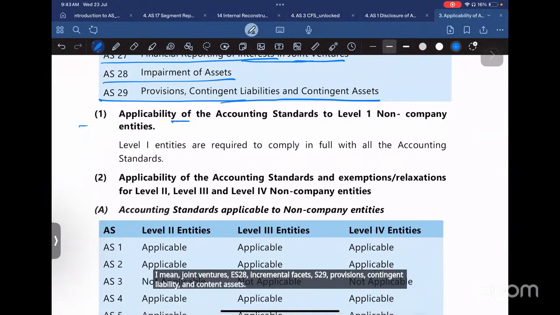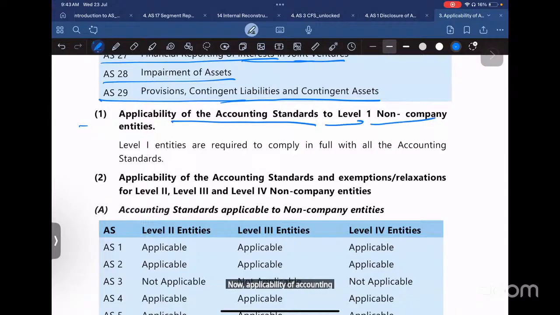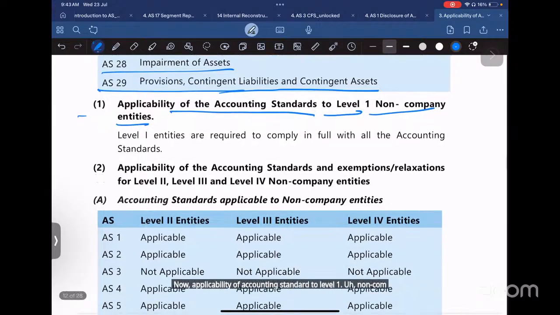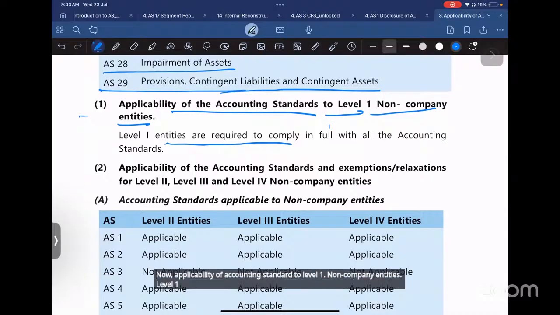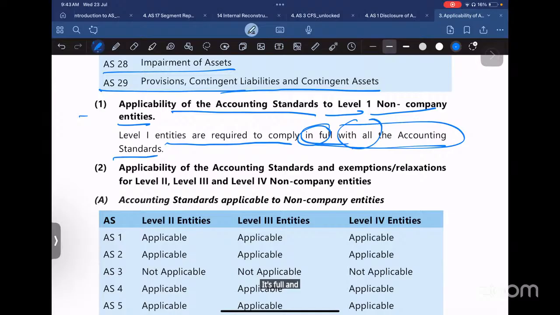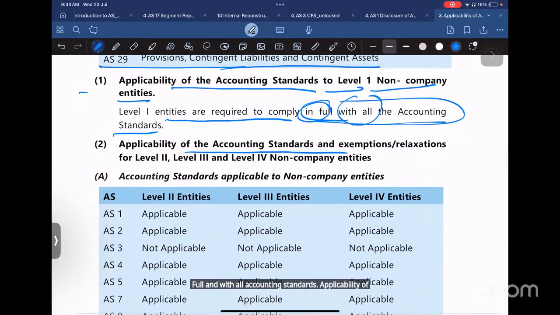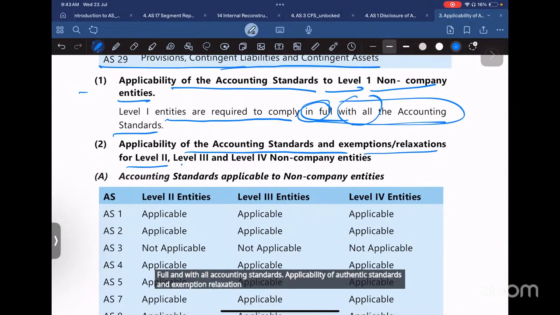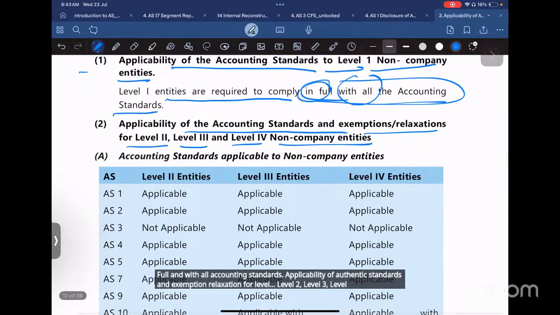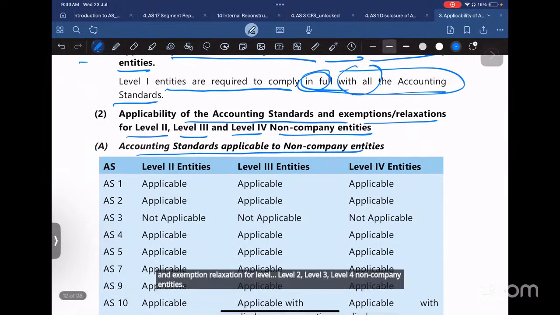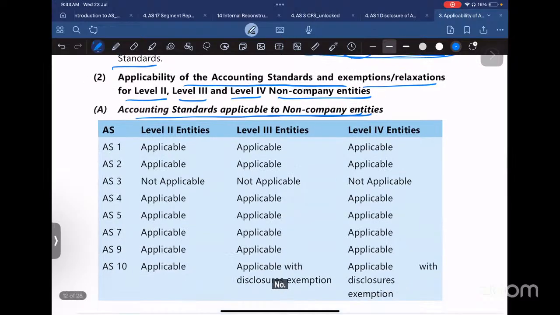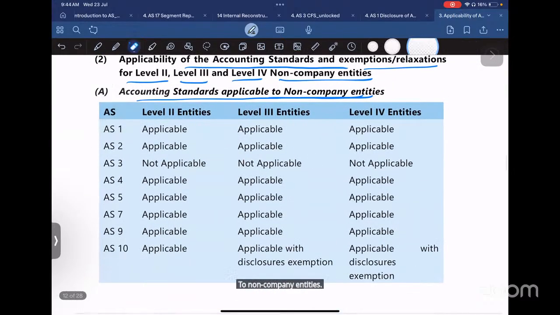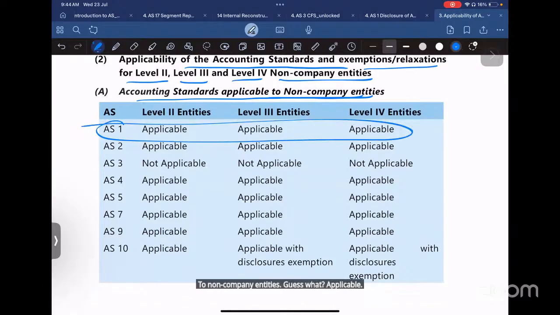Now, applicability of accounting standards to level 1 non-company entities. Level 1 entities are required to comply in full with all accounting standards. Applicability of accounting standards and exemption relaxation for level 2, level 3, level 4 non-company entities. Accounting standards applicable to non-company entities: AS1 is applicable for all level 2, 3, 4 entities.